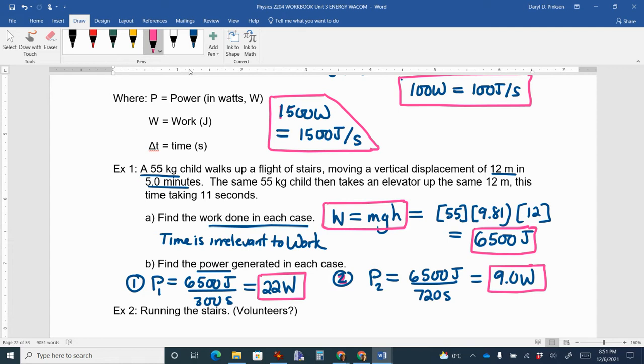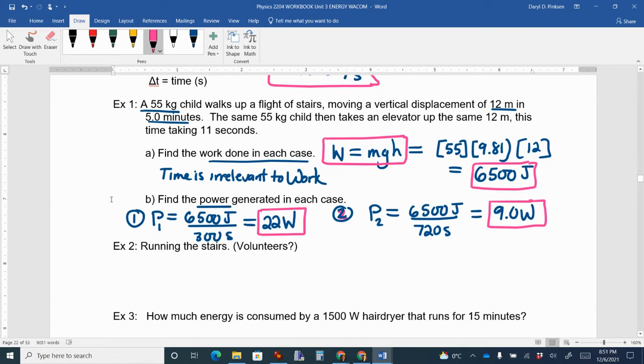Oh, no, I did this wrong. The question is saying 11 seconds. Anyway, just let me do that third scenario. 11 seconds, P3: 6,500 joules divided by 11 seconds. So that is a run up a flight of stairs.